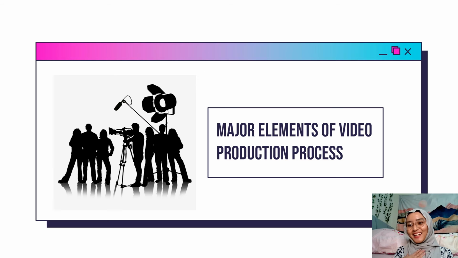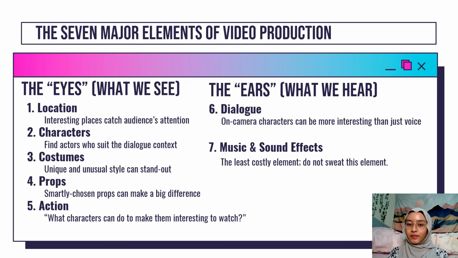Hi, it's me again. Okay, this part of the presentation covers the major elements of the video production process. Based on our research, we have found that there are 7 basic elements that must be considered to produce a great video. They are divided into 2 parts, which are the eyes, what we see, and the ears, what we hear in a video. Firstly, the location.